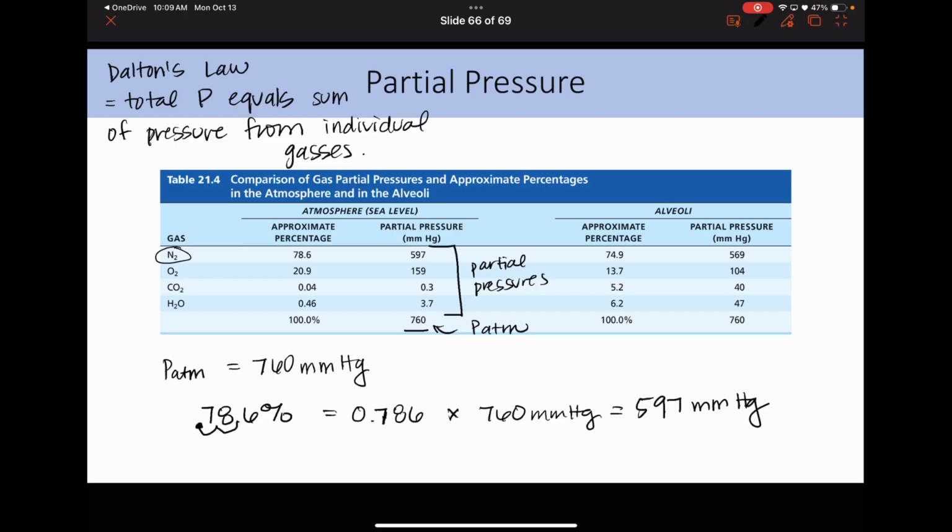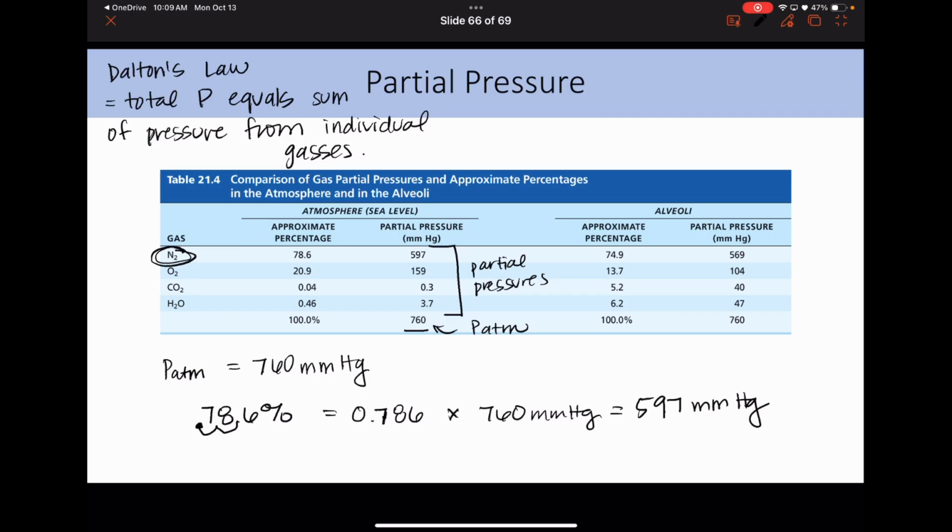So what is this 78.6% again? That's how much our atmosphere is made up of nitrogen. So we talked about before the gases that are in our atmosphere. So 78% of what we breathe in is actually nitrogen. 78.6. Now I'm showing you these so that we can figure out how to calculate partial pressures.